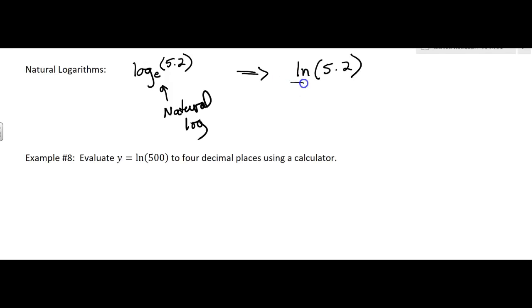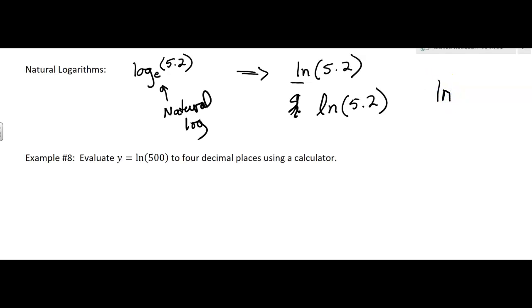Now, sometimes that L looks like a 1, so you kind of have to be careful. Sometimes I'll write it with a loopy L like that, ln, just so I know it's not a 1. But you'll see it typed, and it's on your calculator. So on your calculator, you should have a button that says ln.